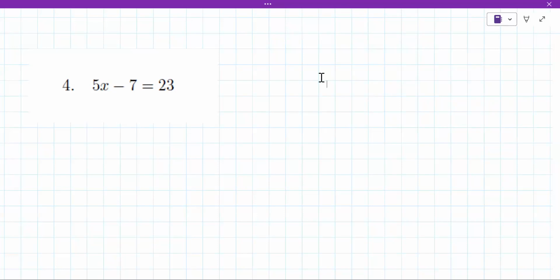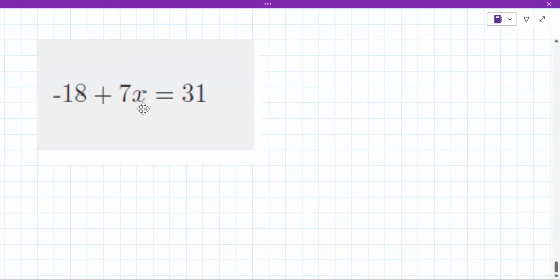Is it x equals 6? Yes, x equals 6. Very good. Okay, I think we got time for one more here. Let's try this one here.